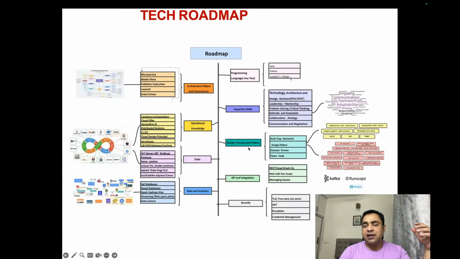If you are early in your career, then design principles and patterns, where we need to think about some of the design patterns, or if you're dealing with SQL databases, then ACID will come into the picture. If you're dealing with NoSQL databases, then the CAP theorem will come into the picture. We'll talk about that. And some of the tools that we have already talked about, if it is related to coding, then Git is there, Maven is there, SBT is there, Findbugs is there.